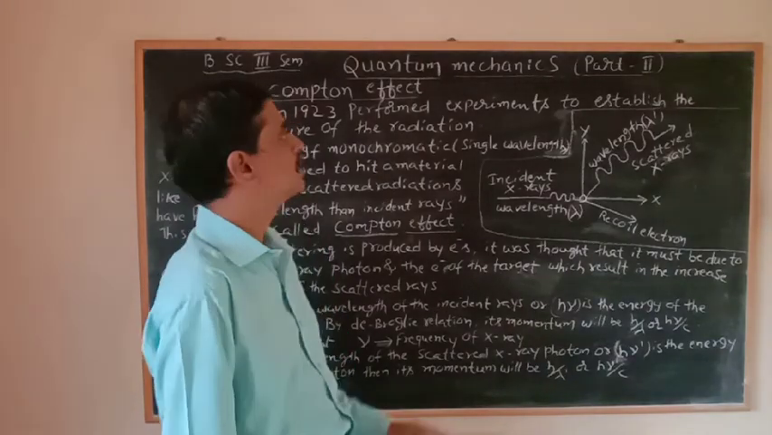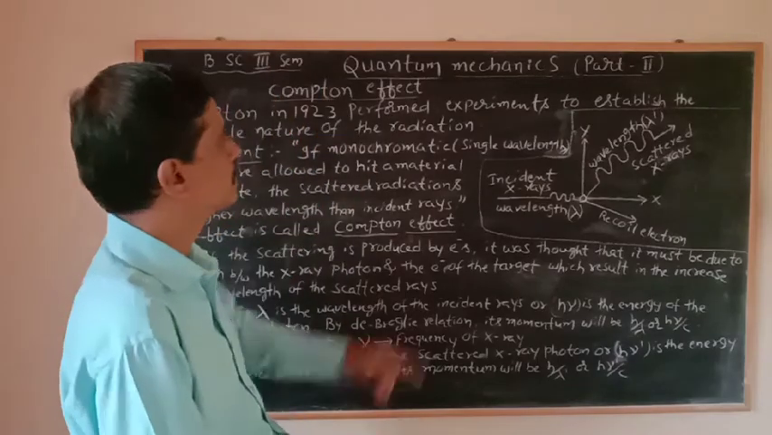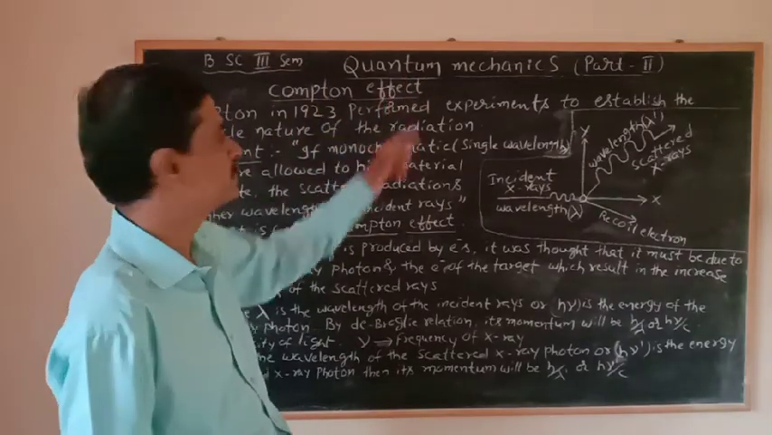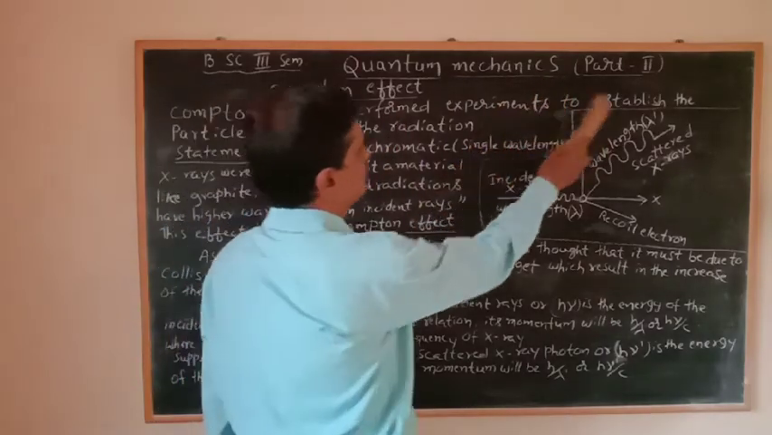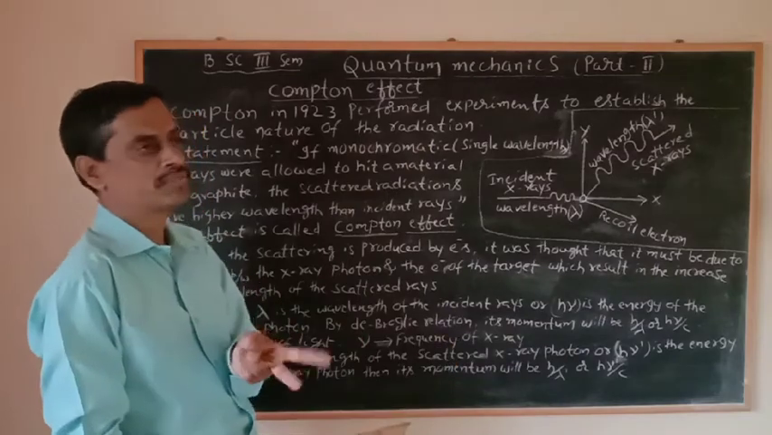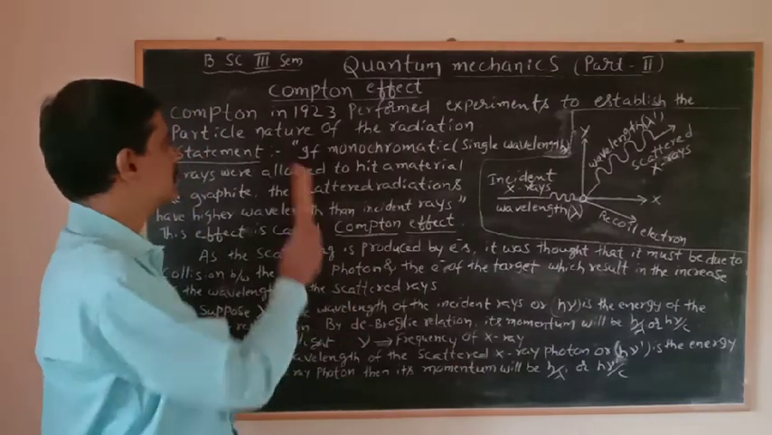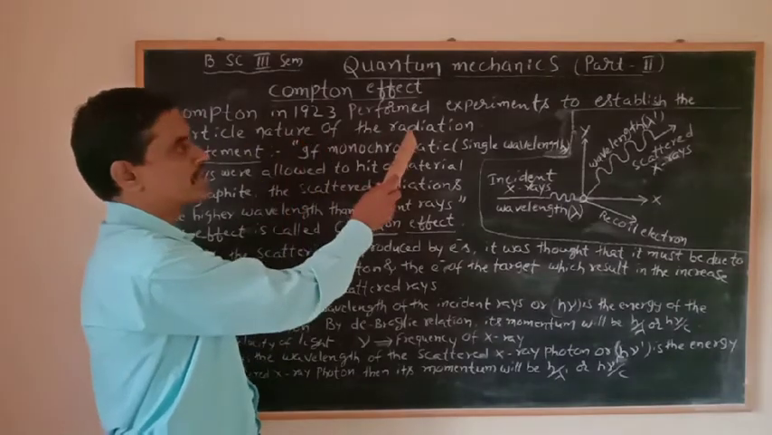We will start this quantum mechanics part 2 for BSc third semester. Under this we will study the Compton effect. Compton in 1923 performed experiments to establish the particle nature of the radiation. You know the two natures of radiation, one is wave nature and one is particle nature. Compton explained the particle nature of the radiation.